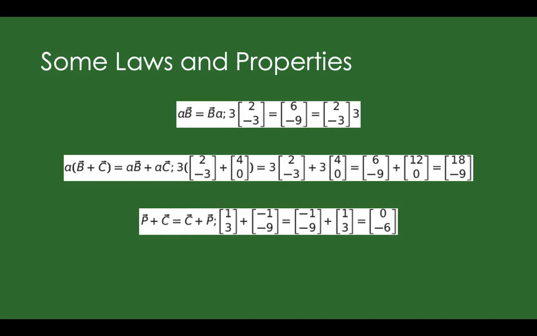Second one is the distributive property for scalars. So we're just adding these 2 vectors, and it's the same as just scaling each vector and then adding them separately. And then last we have the additive commutative property. So it's just like this one up top being multiplied, except now you just add the 2 vectors, and it doesn't matter which order you add them in, it's still going to give you the same answer.